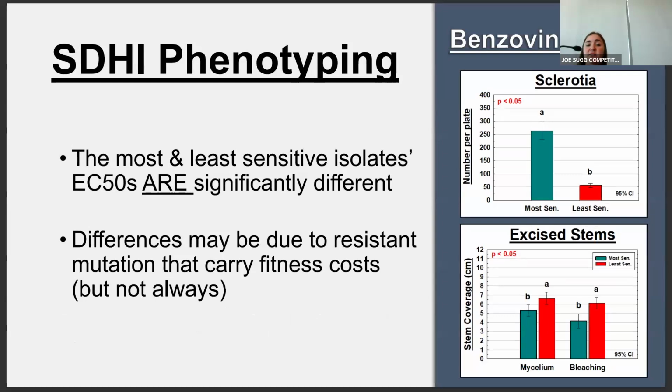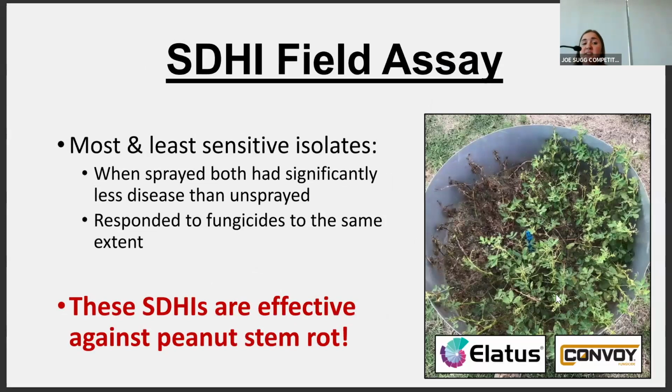Now, the SDHI phenotyping assays, overall, pretty much all differences were similar with the exception of the sclerotia graph. And again, that could be because of resistant mutations. Now, if we're starting to see mutations, one explanation for what we see on the bottom is that sometimes we don't actually see a fitness cost. It actually makes those isolates just a little bit more vigorous. So that's another explanation. For the field assays, what we're saying with these SDHIs is that they're still very effective against peanut stem rot because A, they did suppress disease significantly, and B, they did so to the same extent.